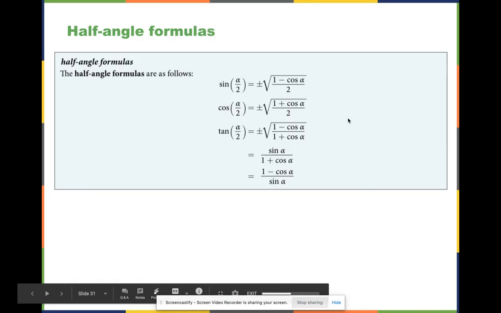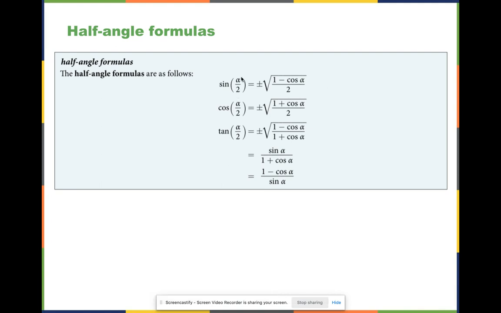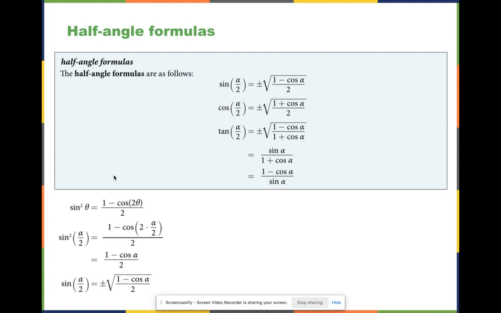All right, another set of formulas, half-angle formulas. We can see these are for angles alpha over 2, for sine, cosine, and tangent. These three expressions have square roots. This is one of those cases for tangent where we've got three different options. If it's the square roots, we have to decide if we're going to do plus or minus. We'll talk about what that means as we do some examples. But here's where they come from.